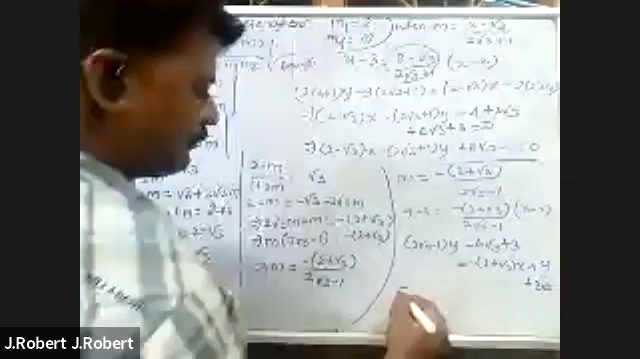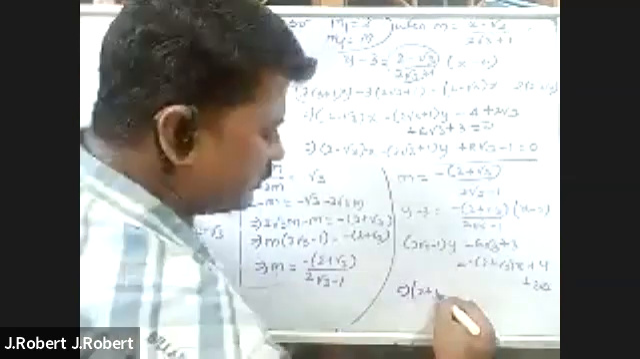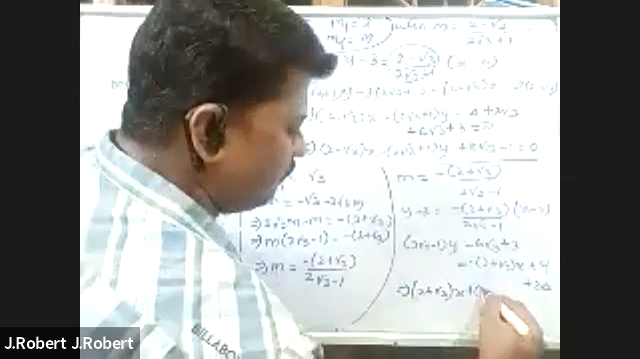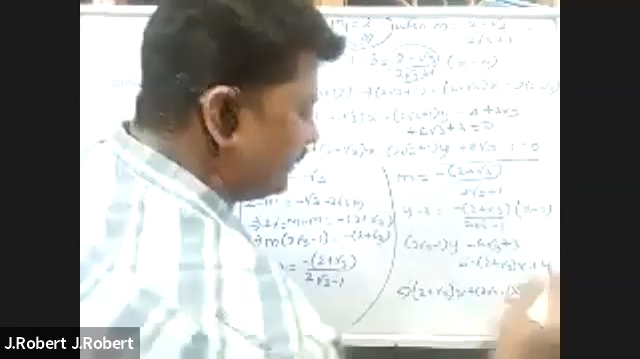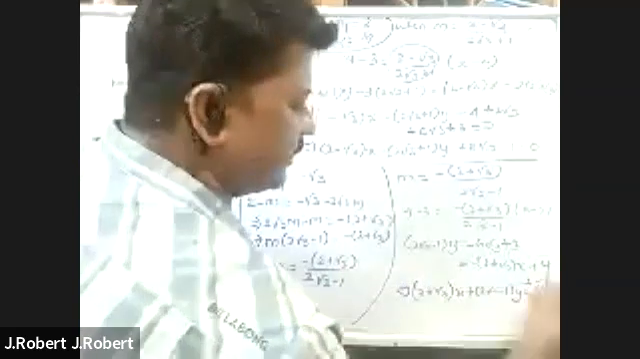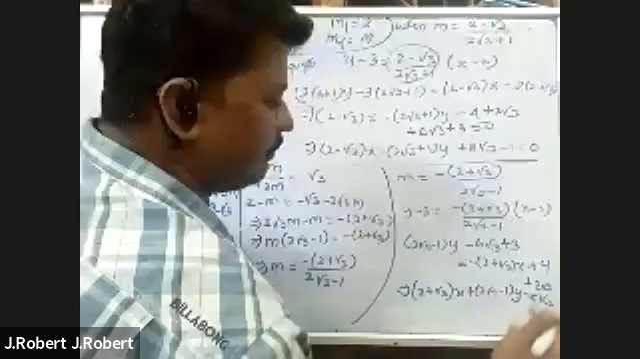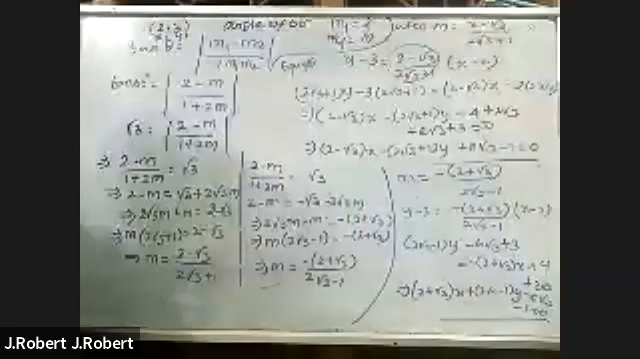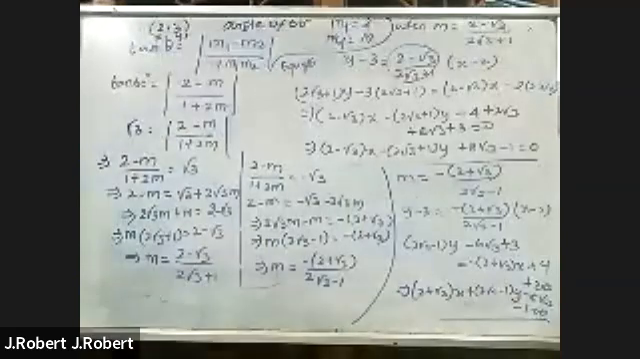So simplifying, we'll get minus plus 2 plus root 3 into x plus 2 root 3 minus 1 into y, minus 6 root 3 minus 2 root 3, minus 8 root 3 minus 4, which is equal to minus 1 equal to 0. Now we have formed two lines. The only thing given is the angle and one slope.